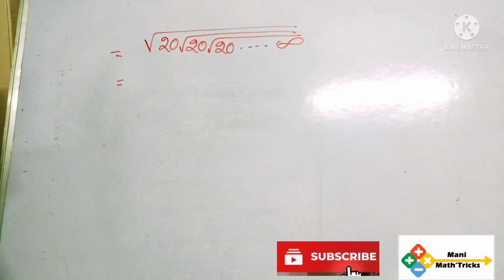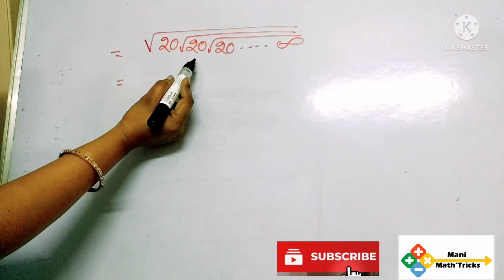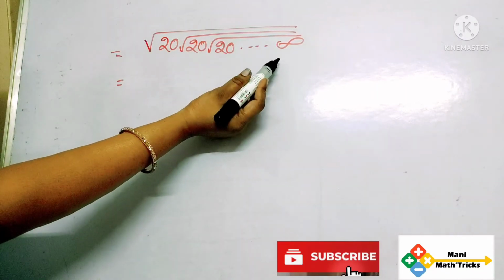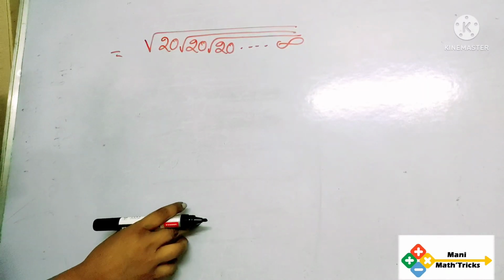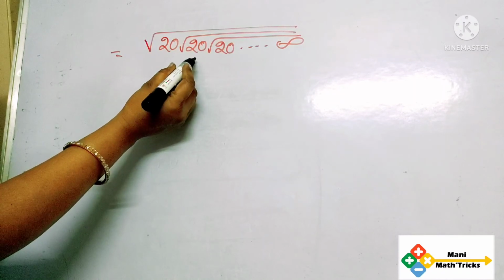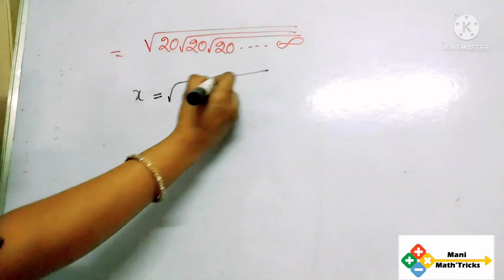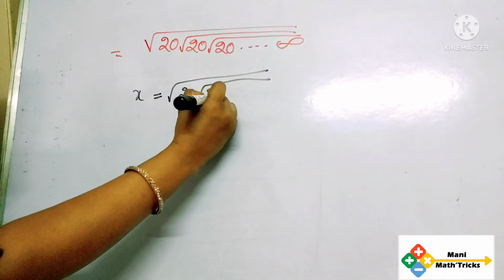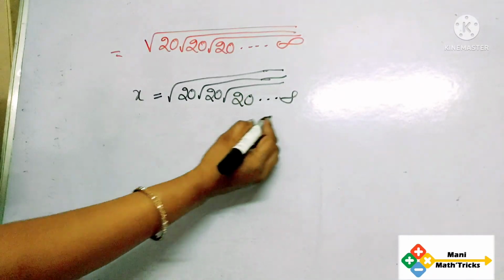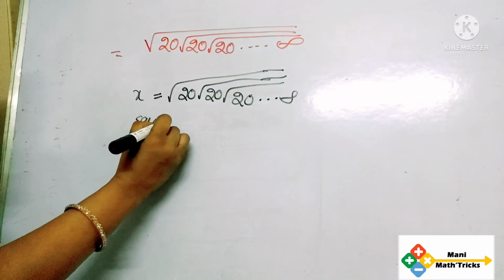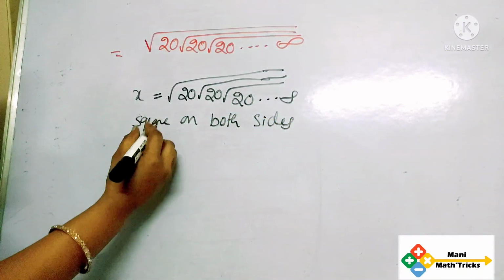Now let us see the other method, when they are in multiplication, how to solve them. Under root 20 into under root 20 into under root 20 and so on infinite. When the problem is given like this, what to do? First I'll show you the normal method, then I'll show you the short method. The first method, how to do, let's assume the given problem as x. X is equal to under root 20 into under root 20 into under root 20 and so on infinite. Okay, now square on both sides. Okay, let's square them.